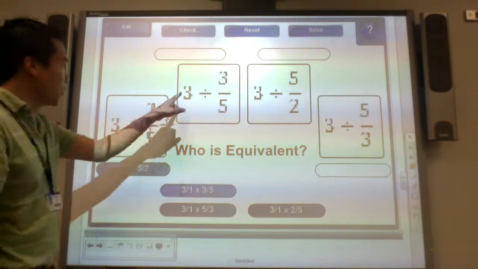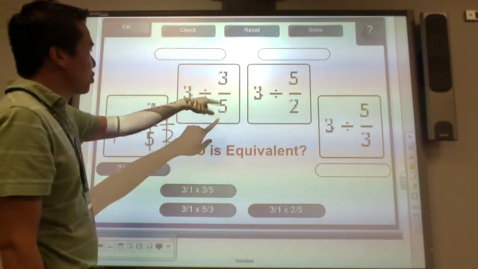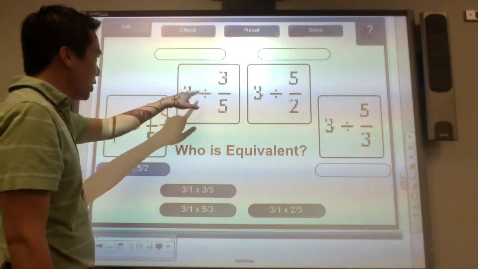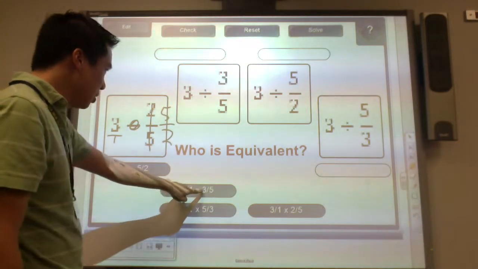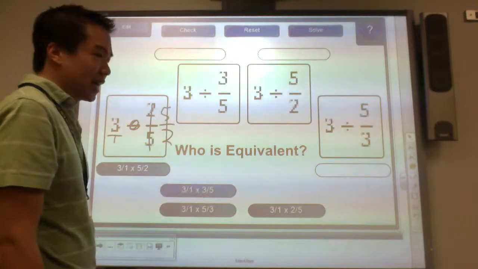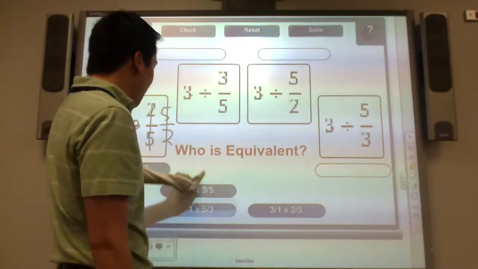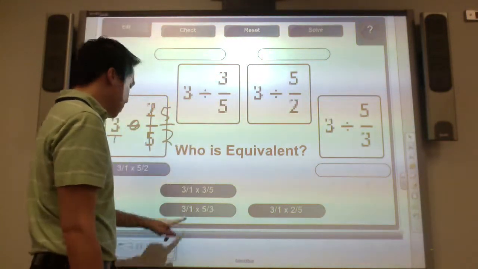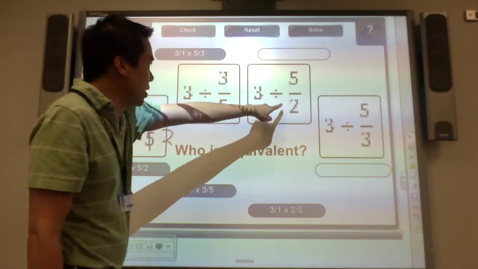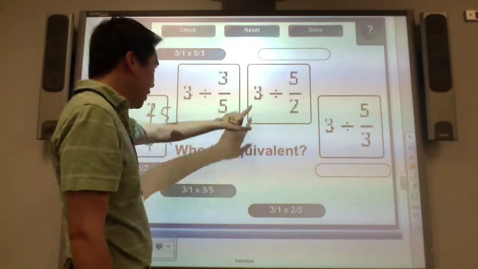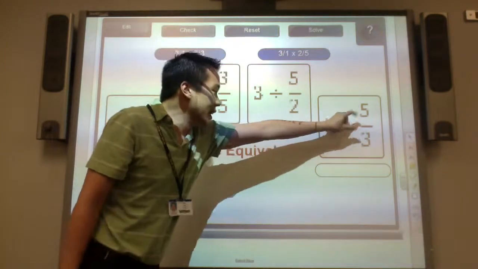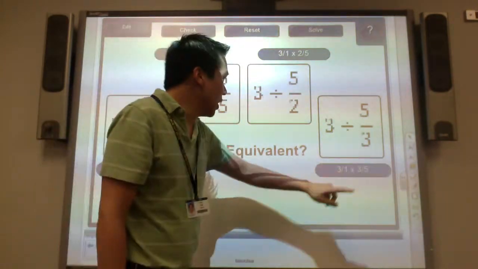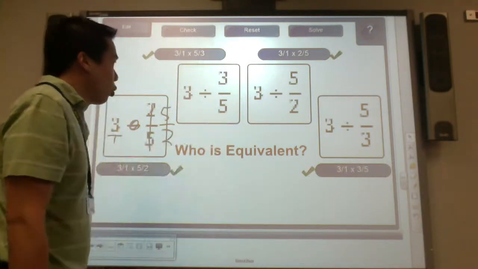So next one. How many groups of 3/5 go into 3? Or 3 divided by 3/5. So which one will it be? Is it this one? Wait, no, they didn't flip the second fraction. So we flip it, so it'd probably be this one. And this one. Let's see. Flip the second fraction, it'll be 2/5. So it'll be this one. And then the last one, flip the second fraction, it'll be this one. Let's check our answer. 4 checks.